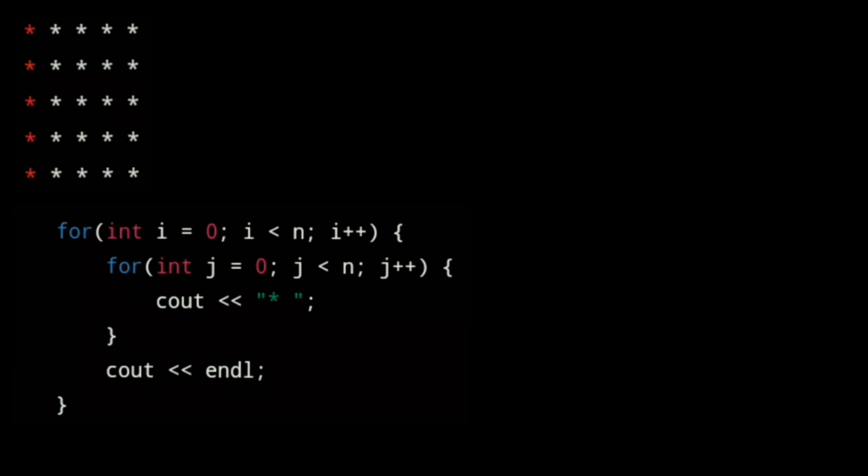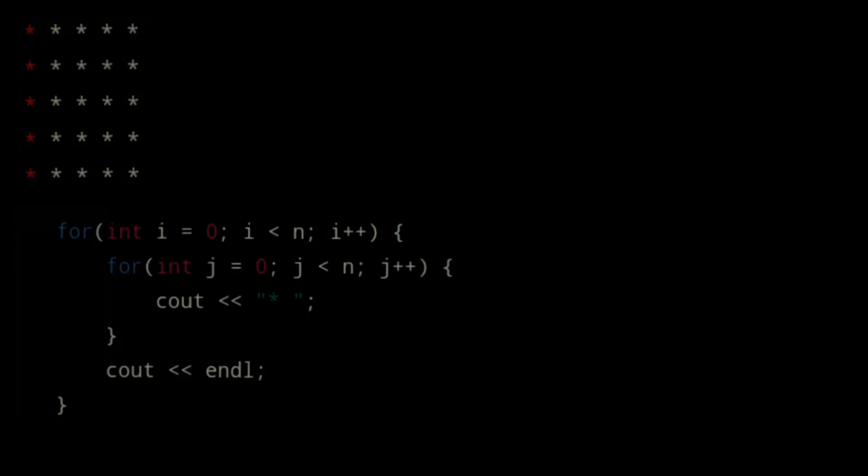Let's start by understanding what a square star pattern is. Each row and each column has the same number of stars, and the number of stars is 5. You have 5 stars, and you see 5 rows and 5 columns. It looks like a square star pattern.